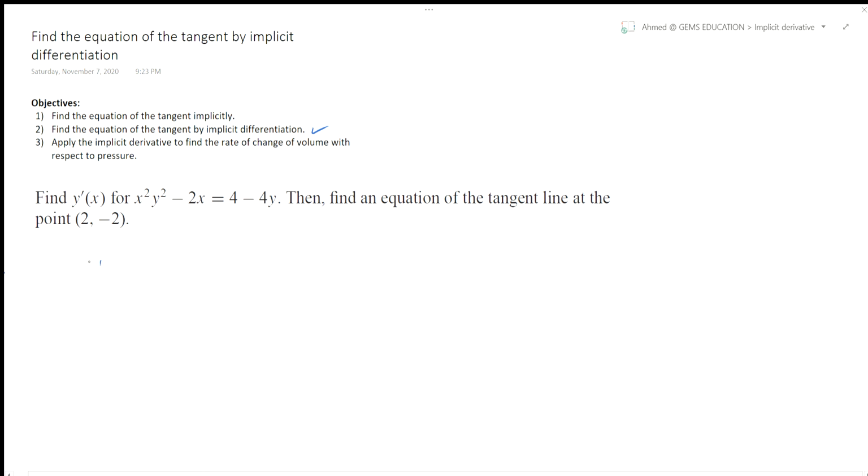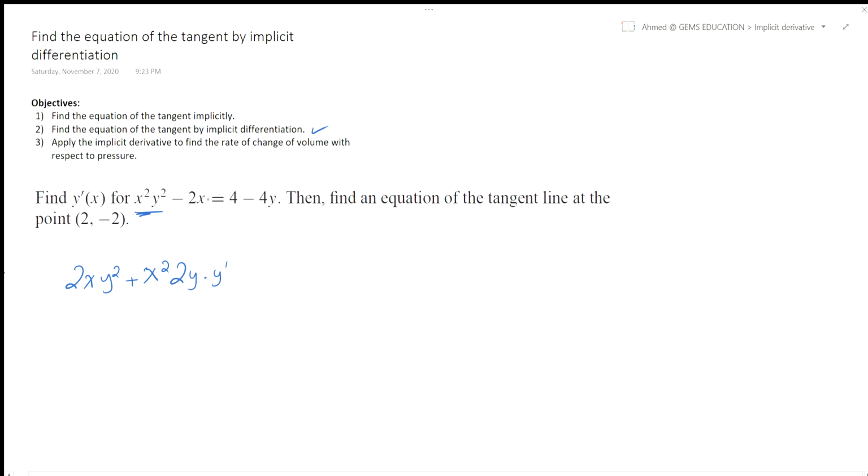So now derive, just like what we do every single time. Implicit differentiation means we derive everything, both sides of the equation. I'll derive first x squared times y squared, and that is a product rule because these are two functions multiplied. So I'll get the derivative of the first one, which is 2x, second one as it is, y squared, plus first one as it is, x squared, times the derivative of the second. Derivative of y squared is 2y, and we always multiply by y prime whenever we derive something that has a y.